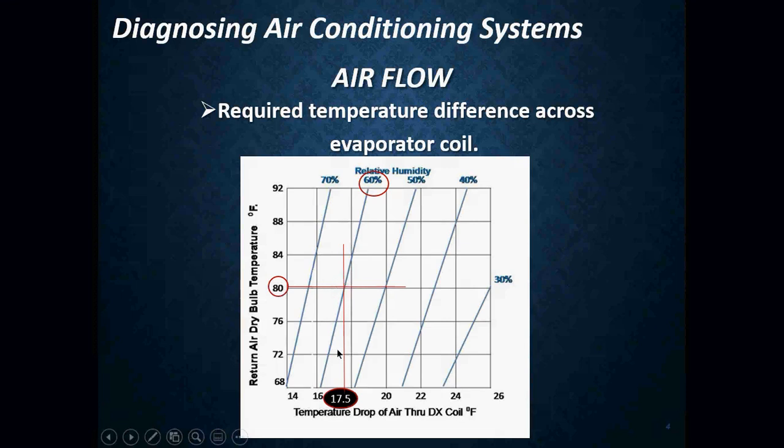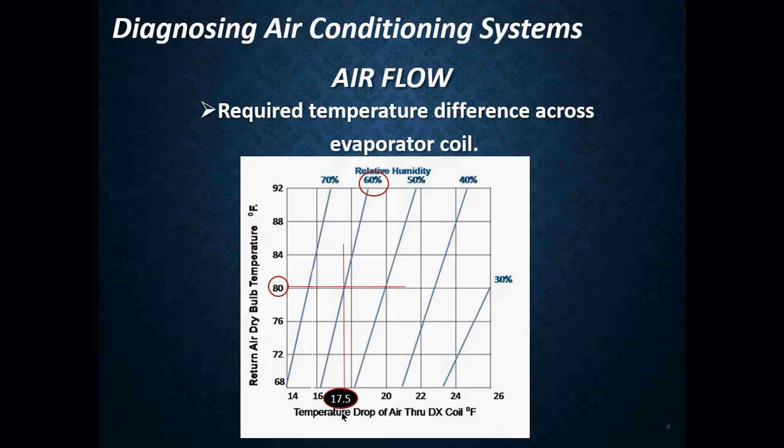So we can look down here at our temperature drop of air across our coil, and we can calculate that with these types of readings, we need at least a 17.5 degree temperature drop across that coil. That is very good information for a mechanic because that gives us a ballpark of what we're looking at.